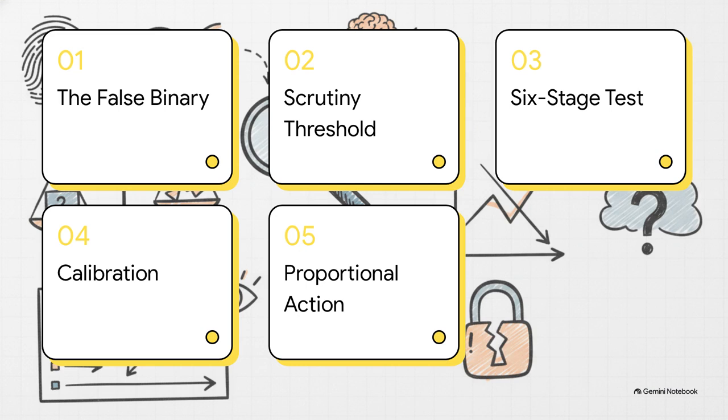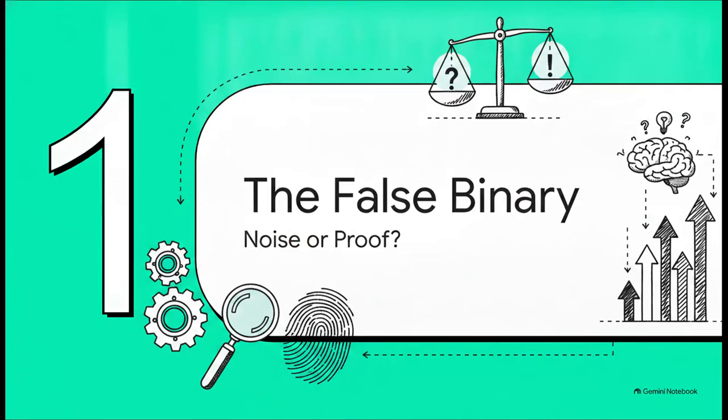To navigate past these traps, we're going to methodically break down a highly disciplined framework. We'll start with the false evidentiary binary, move through the scrutiny threshold, apply the 6-stage pattern test, look at calibrating investigative evidence, and finish up with the limits of that evidence and some practical actions. All right, part 1, the false evidentiary binary. Let's see how this builds our foundation for responsible analysis.